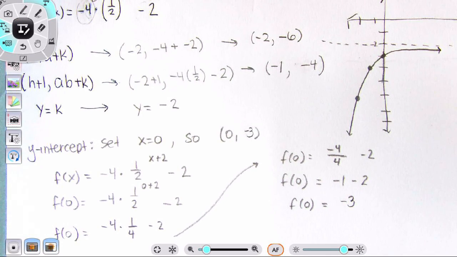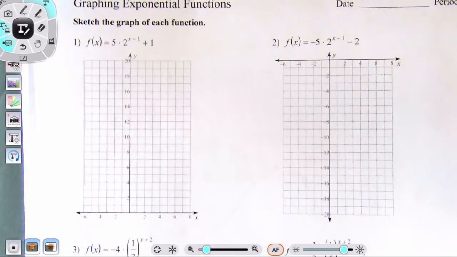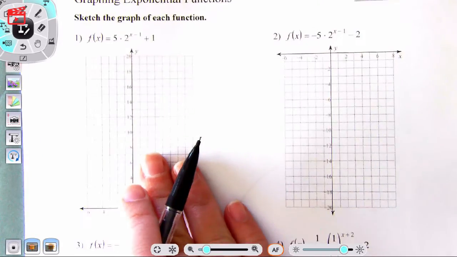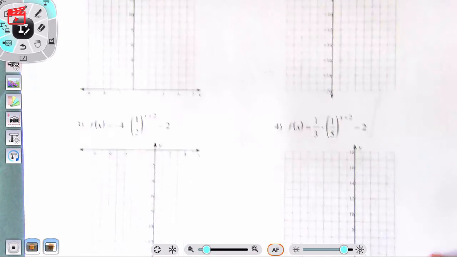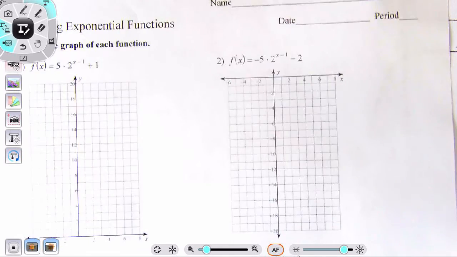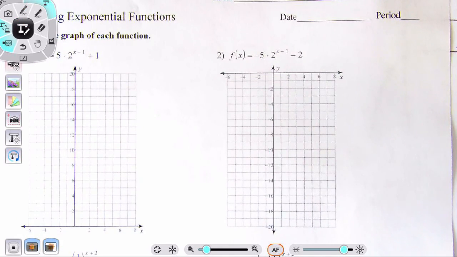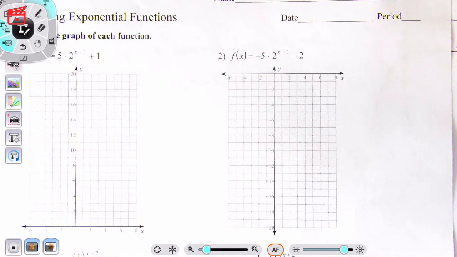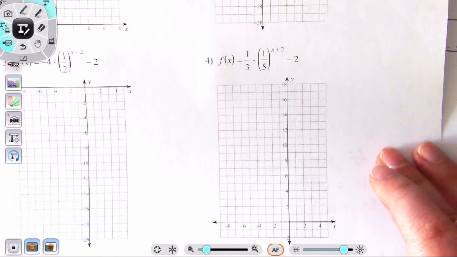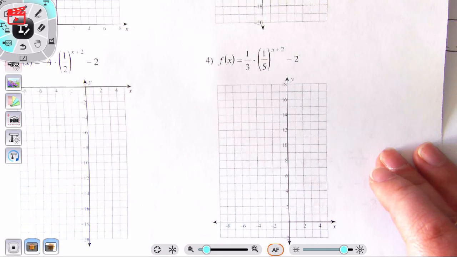All right, you guys. If you have any questions, please let me know. I'm also going to show you a worksheet that you can try to do these on your own. So we did example number 1 already. We also did example number 3. I'm going to show you example number 2, so you can try that on your own. Go ahead and try example number 2 on your own. And then example number 4, I'd like for you to try example number 4 on your own as well.